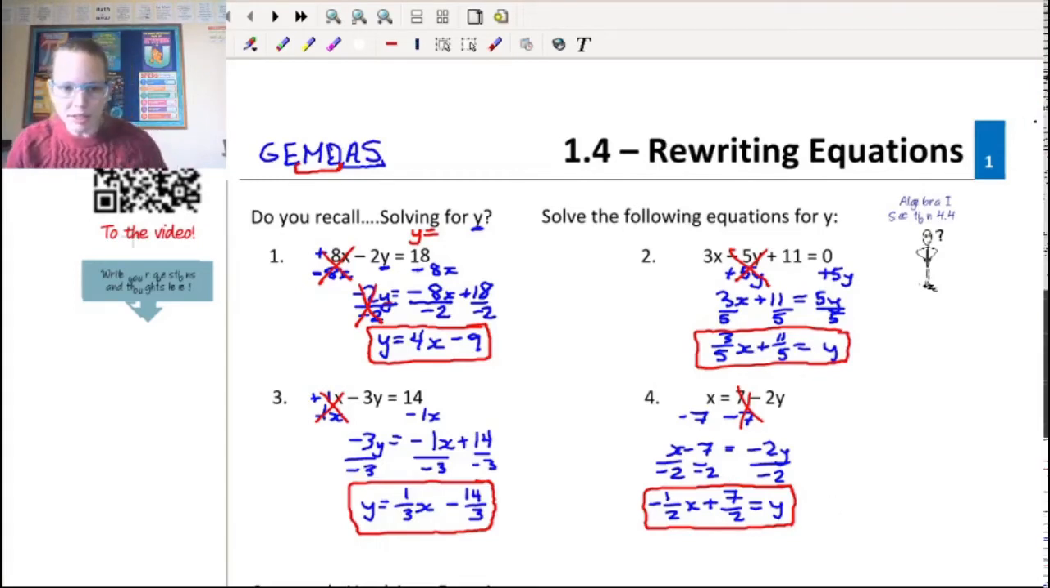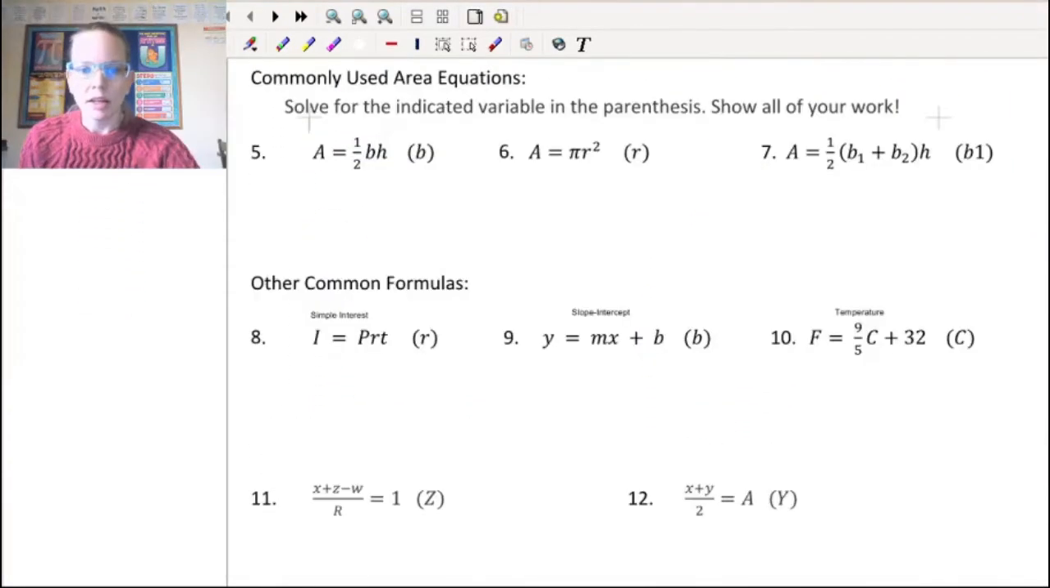All right, now we're going to take a look at some formulas that don't use x's and y's. Here we have some common area equations that you should be familiar with. The first one, A equals 1/2 base times height. Think about that one. Recognize it? That one is a triangle. Number 6, area equals pi r squared. You know that one? That one's a circle.